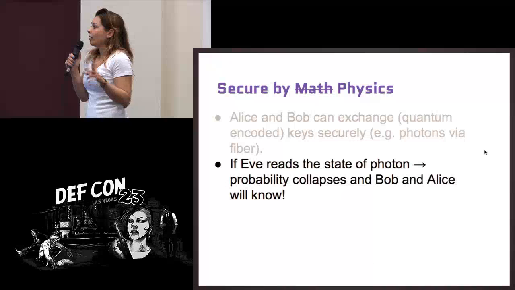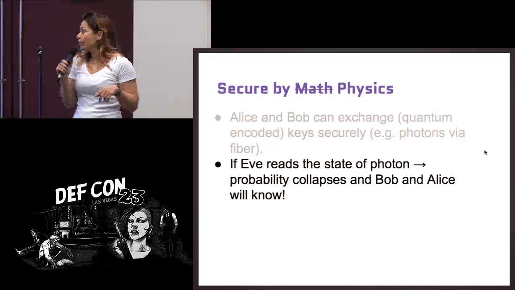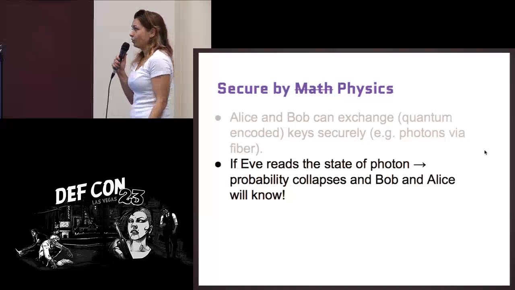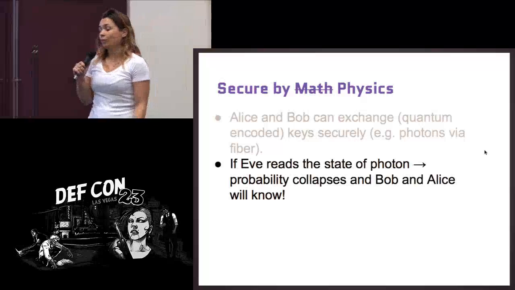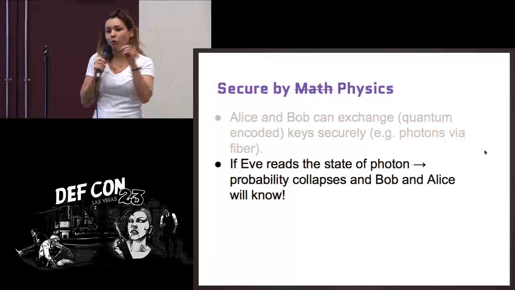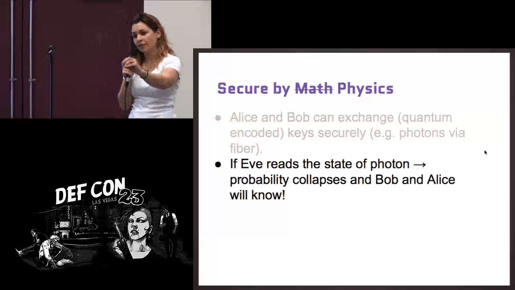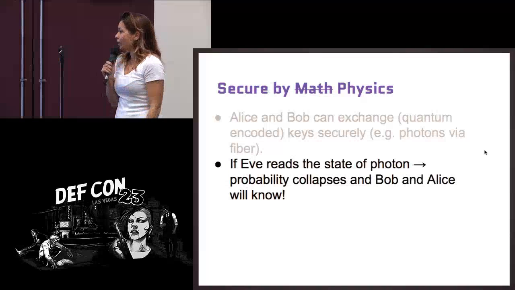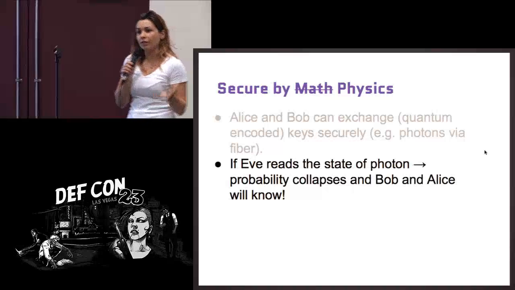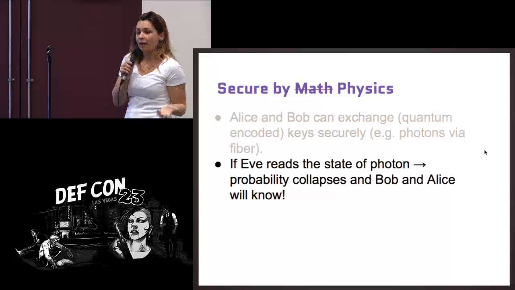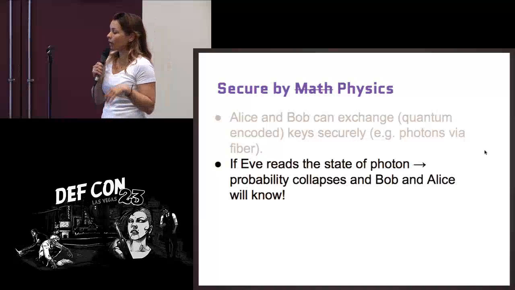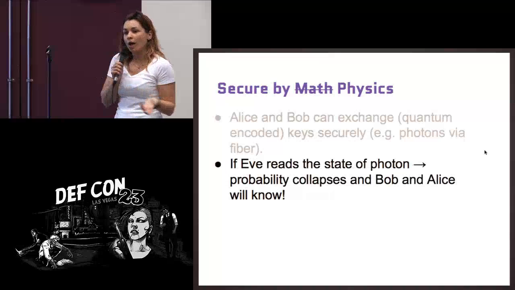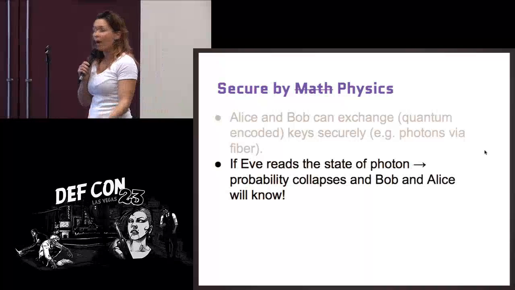But first, because of the Heisenberg principle, if Eve tries to read the state of the photons, the probability collapses. Remember I told you, when you look at the state of your wave function, you collapse that probability to one state. So if Eve tries to read whatever communication Alice is trying to send to Bob, Eve is going to collapse that wave function to one value. And Alice and Bob will be able to detect that it happened.